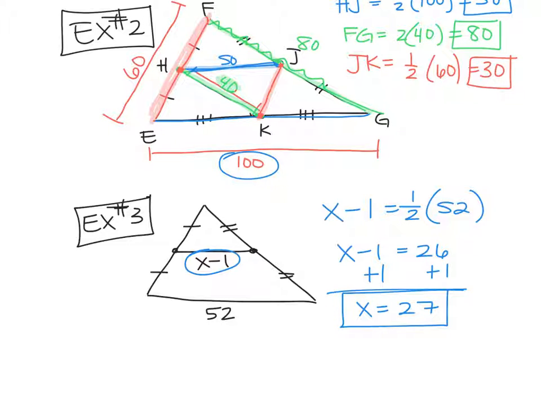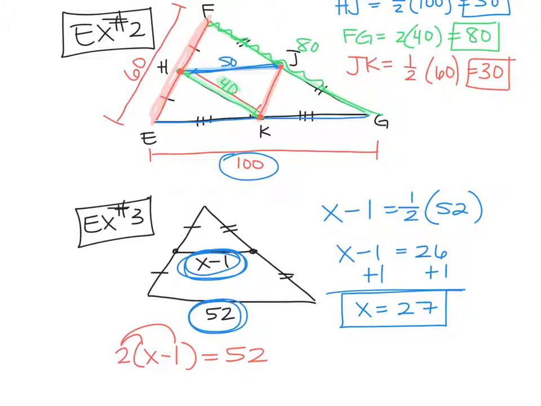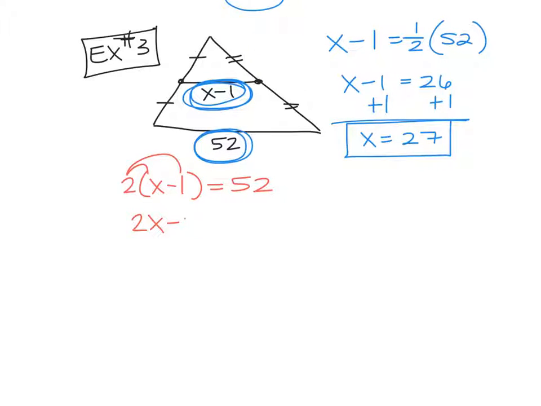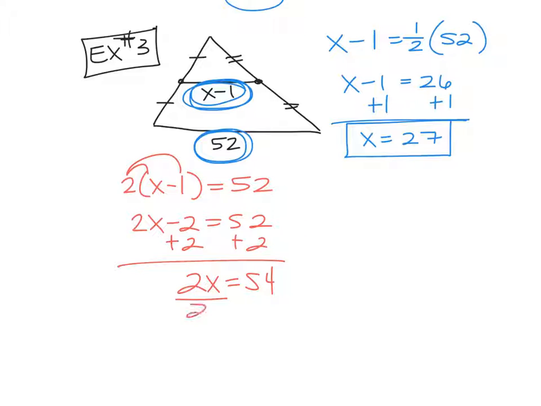Okay, what else could we do? If we aren't cutting this one in half, what do we have to do to this one? You could double it, okay? So you have that option. My only concern with that one is that people forget to distribute. So if you're confident that you're not going to forget to distribute, then you can do this one too. But you'll notice you're going to get the same thing. So if we distribute that, we get 2x minus 2 equals 52. So add the 2, and 2x equals 54, and then divide by 2. So x is 27.